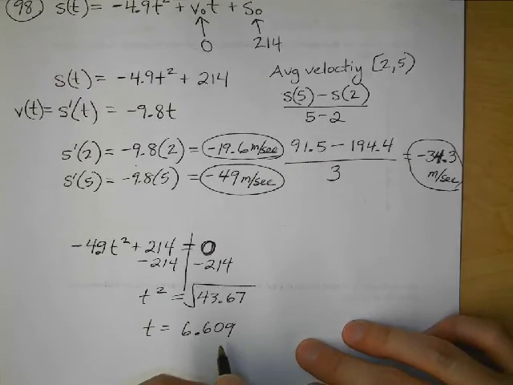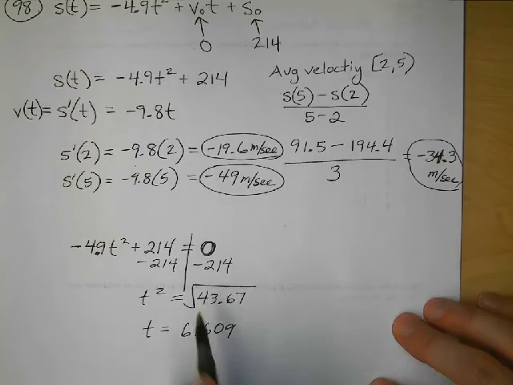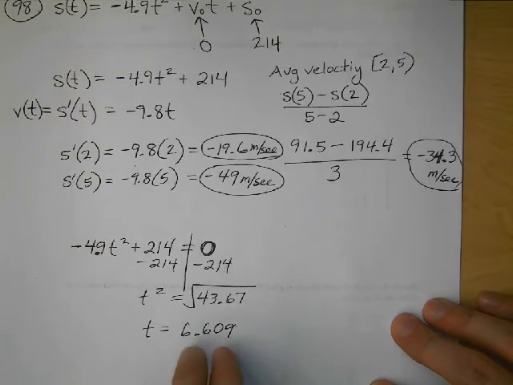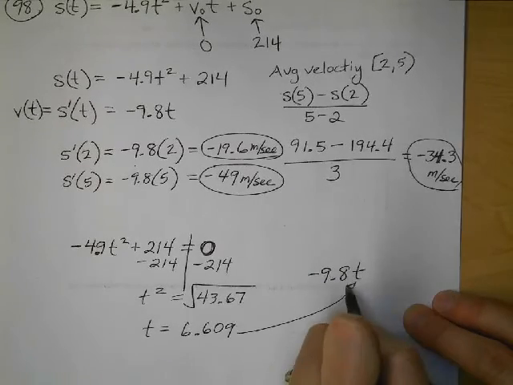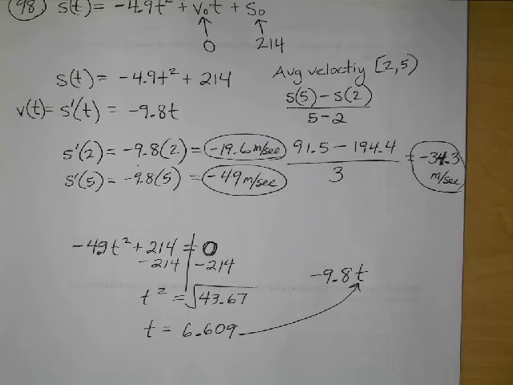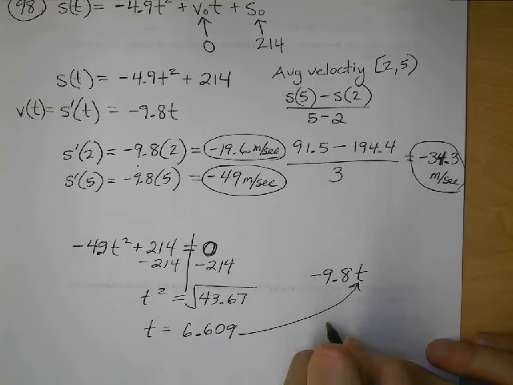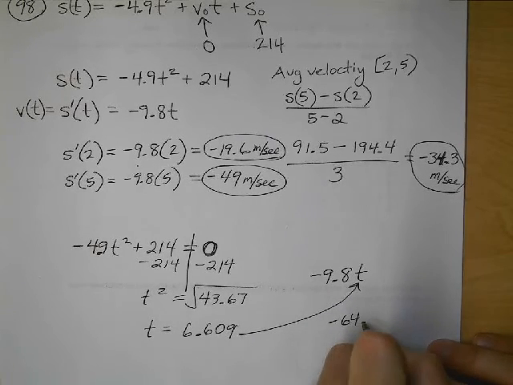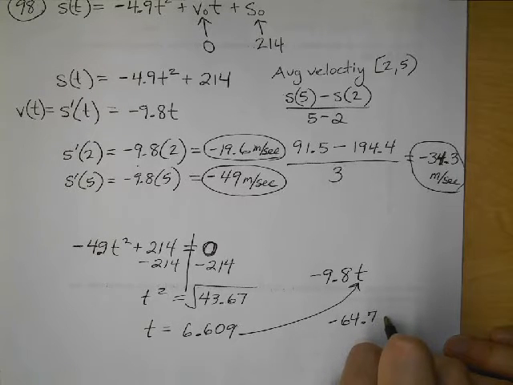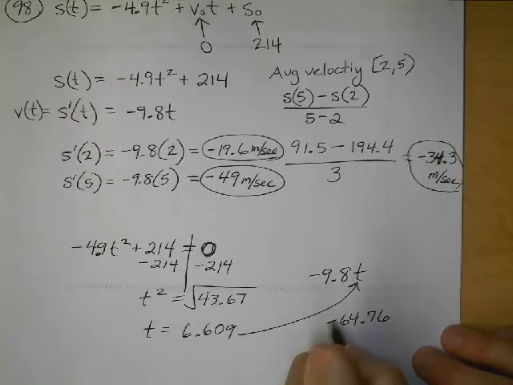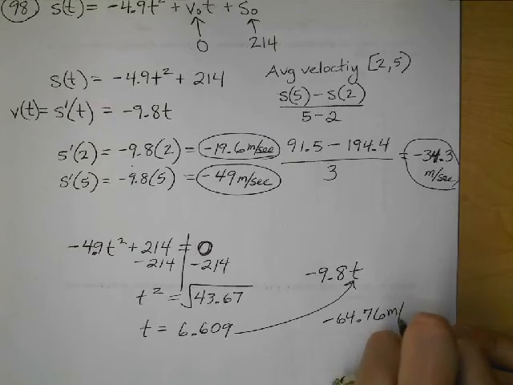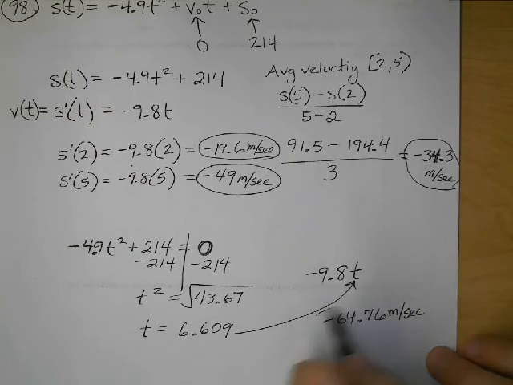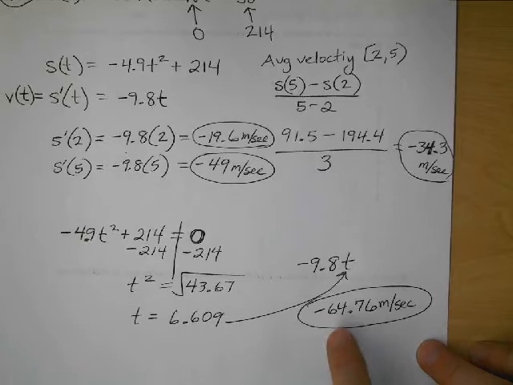And then finally, part E, find the velocity of the rock at impact. So plug this number into the velocity function. It'd be negative 9.8 times this 6.609. So you get about negative 64.76. Your rounding might be a little different than mine, but if you're close, it's fine. It comes out to about negative 64.76 meters per second. That's the velocity at impact.